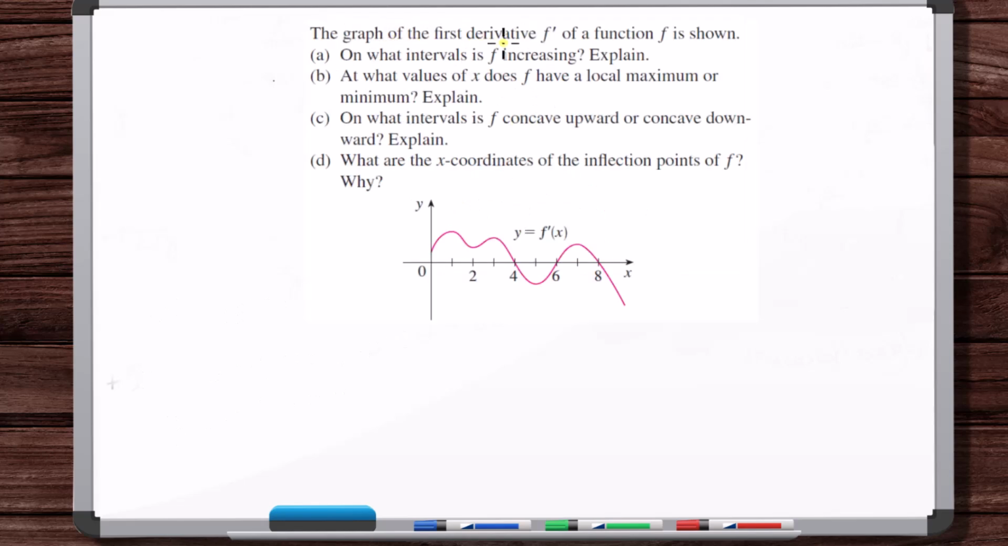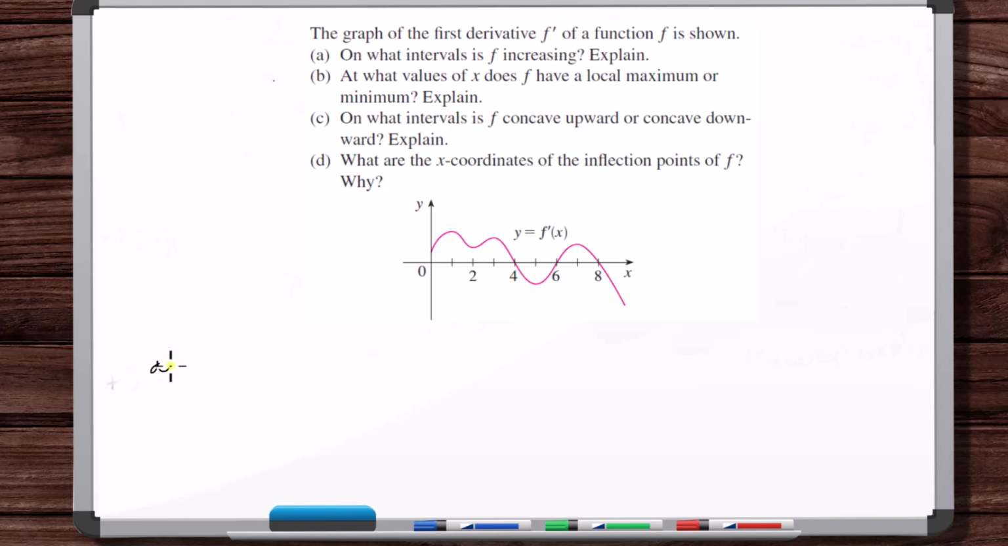The graph of the first derivative f prime of a function f is shown. On what intervals is f increasing? All right, so this is the first derivative, f prime of x. So in what intervals is f increasing? Increasing, that's easy. Again, they're putting all this waviness to confuse you. Above the x-axis, the first derivative is positive, it's increasing. Below the x-axis, the first derivative is negative, it's decreasing. That's it.